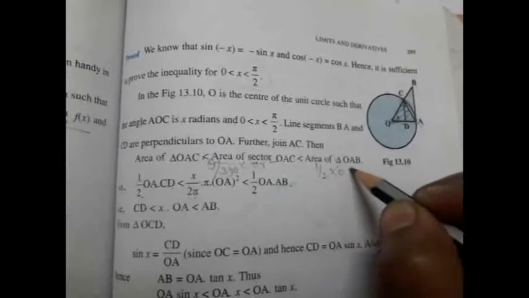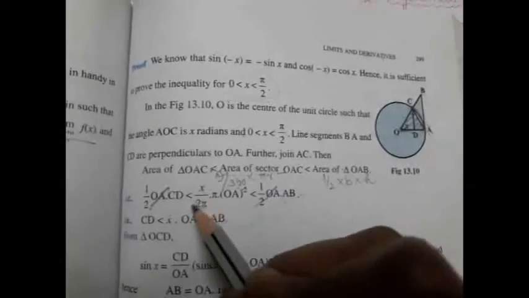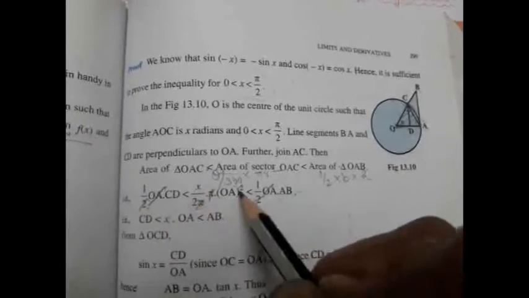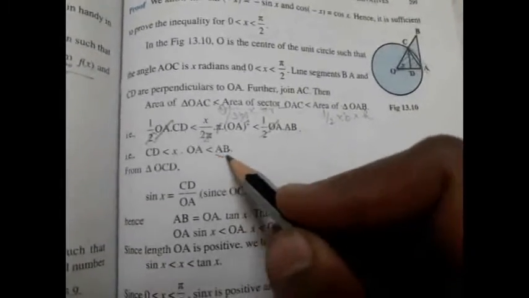Again half into base into height. Base is OA, height is AB, because those two are perpendiculars. Now everywhere OA will get cancelled and 2 also will get cancelled. Here pi will get cancelled. So CD is less than x into OA, which is less than AB. Right? Now we have to find out what AB and CD are.